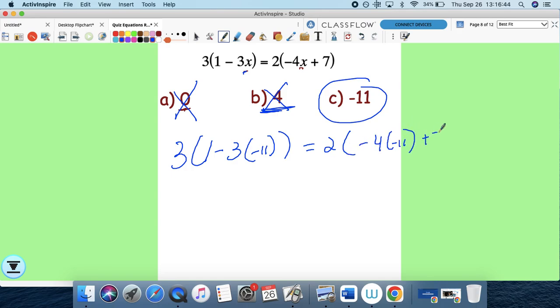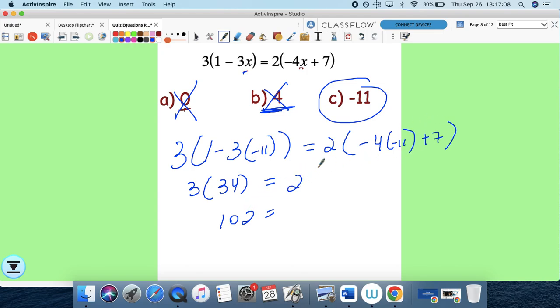And hopefully that is truly the answer. So let's see, here we got 33 plus 1 is 34. So we got 34 inside the parentheses, and you can use a calculator. And on the left side, if I substitute x with negative 11, I get 102. Hopefully I get 102 on this side.